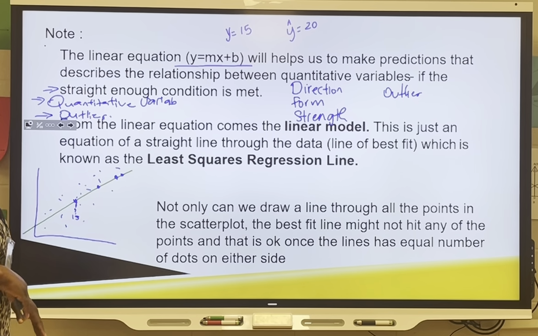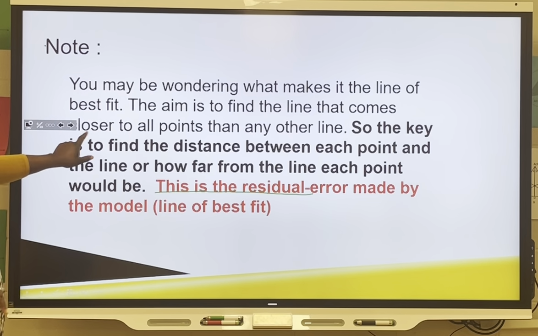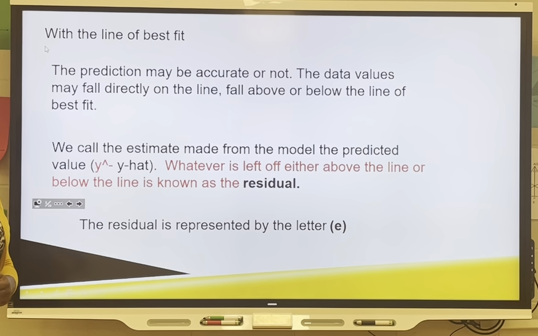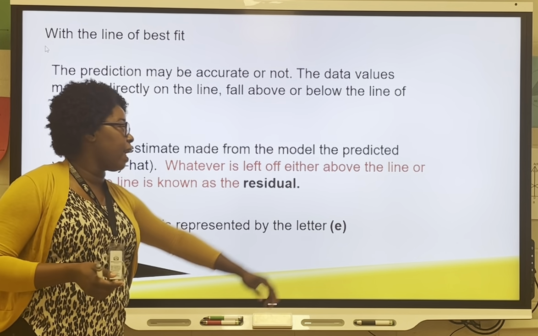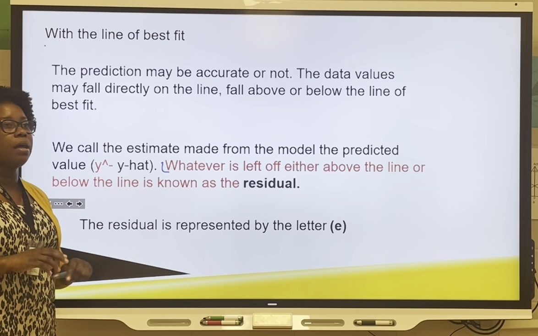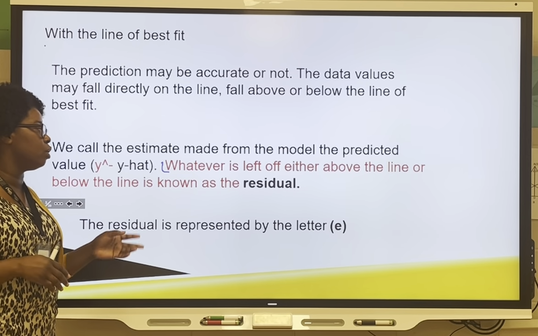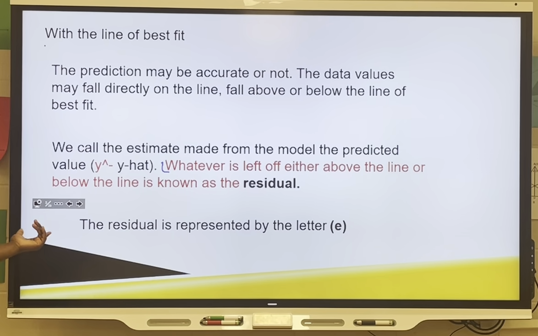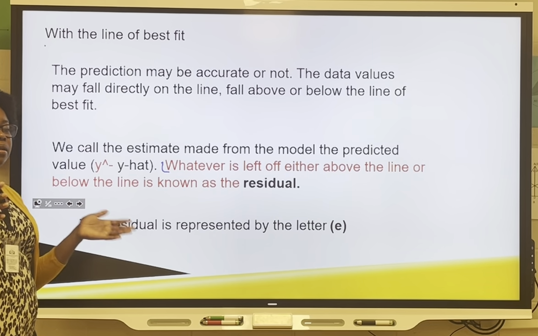So very soon we'll learn some more about that. Just keep that in the back of your head a little. So with your line of best fit, we come with the residual, and this is what is left over that the model missed, denoted by the letter e. So as I was saying to you, once the model didn't make an accurate prediction, you realize that data values are either above the line, below the line, or directly on the line, and these are known as the residuals. So they're basically what is left over, the error the model made.